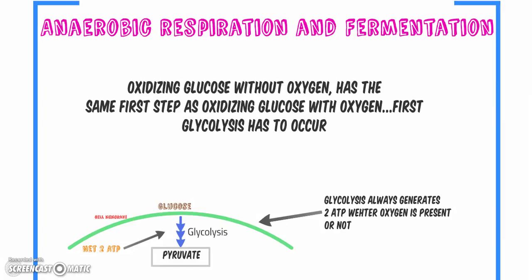Hello, AP students. So, anaerobic respiration and fermentation. What anaerobic respiration and fermentation basically is, is a way to harvest chemical energy without oxygen. Oxidizing glucose has the same first step as oxidizing glucose with oxygen. First, glycolysis has to occur. So glycolysis happens right here, and then pyruvate is a result of that, and net ATP is created.